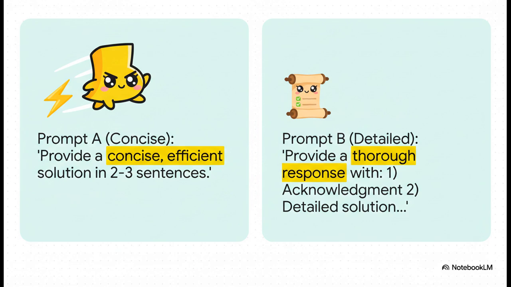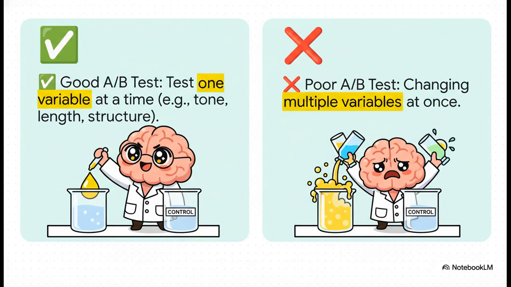No more debates. Now, to get the most out of this, it is really important that you design good tests. The golden rule of A/B testing is critical here. Only change one thing at a time. Think about it. If you test a new tone and a new structure in the same test, you won't have any idea which change actually made the difference. You've got to isolate your variables if you want a clean, meaningful result.